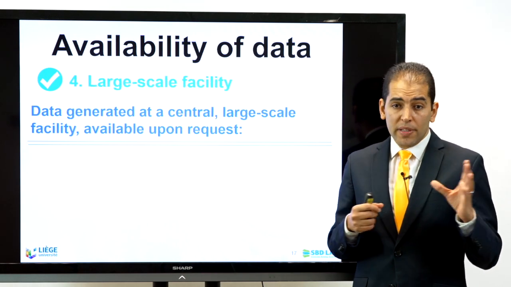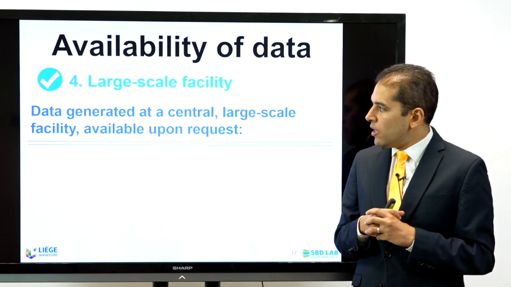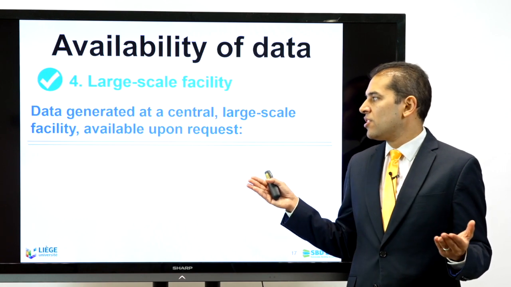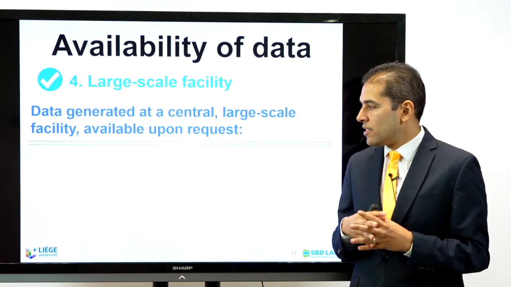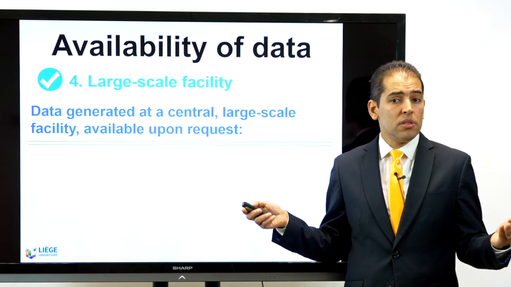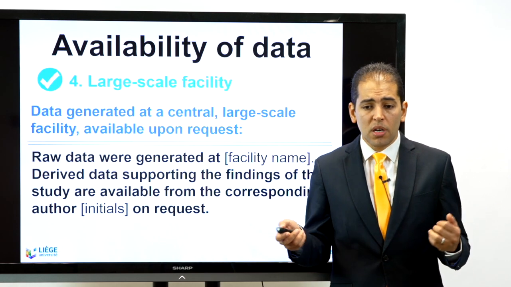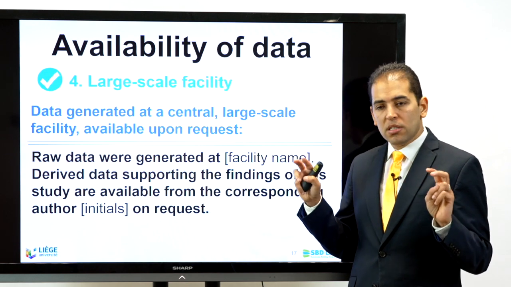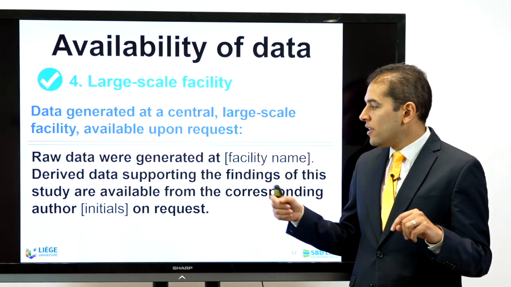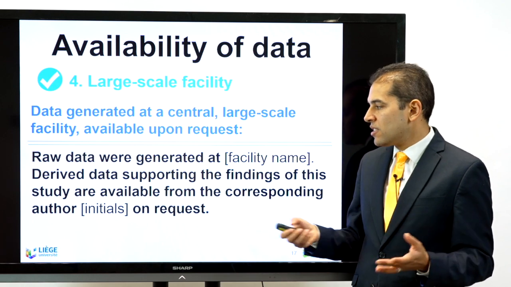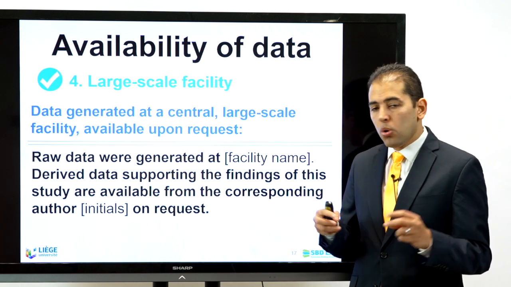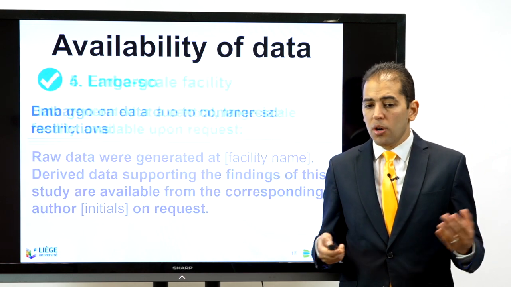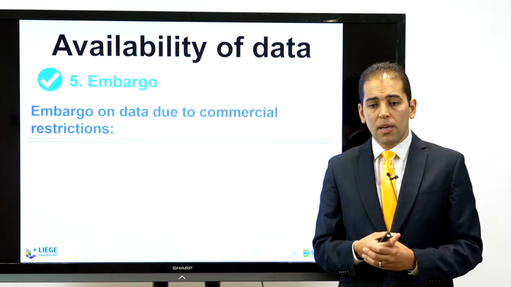Fourth option out of 11 to write a data availability statement is to have a large-scale facility. Here you can say that the data generated at a central large-scale facility is available upon request. So let's say you're working with a company, the company is making it available, so you say raw data was generated at this facility, for example, you name the source, derived data supporting the findings of this study are available from the corresponding author, and then you provide some initials, based on request. So this is the fourth option that you can report on your data.